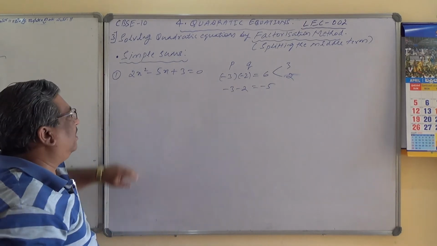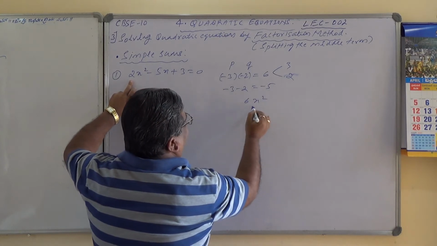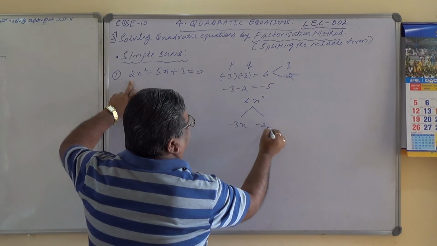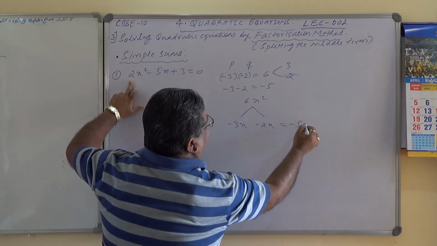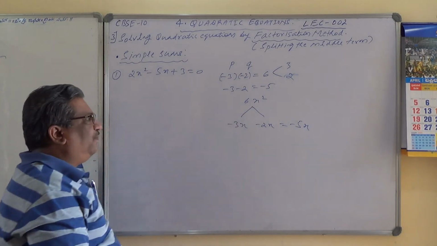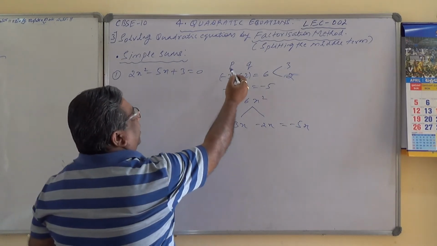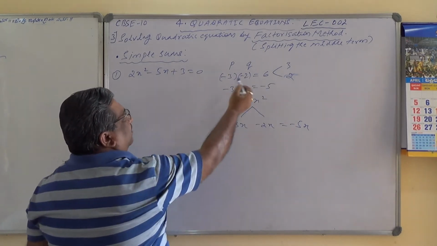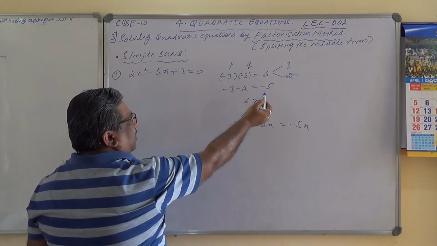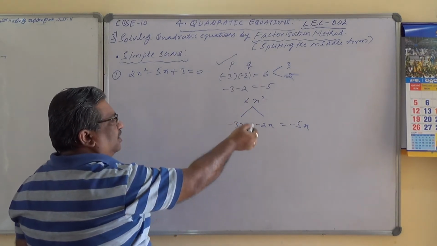Some of the students will solve like this also. First term into last term is 6x square and split it such that this will be minus 3x minus 2x. This is equal to minus 5x, and if I take a product of these two, I will get 6x square. So either I can follow this method or this method. I am following this here. p and q are the two numbers which are the factors of ac, and if I add or subtract, I should get the middle term b here. So this method I am going to follow. It is up to you to decide whether to follow this method or that method.